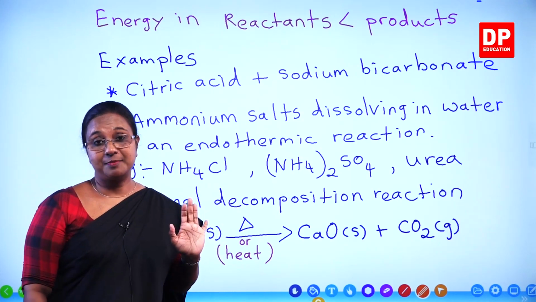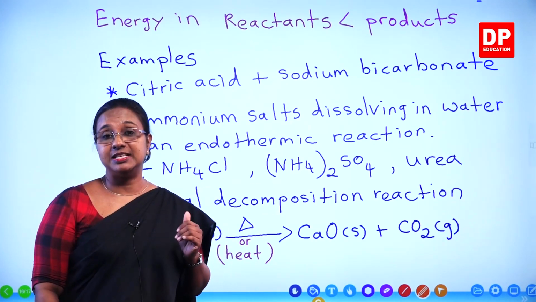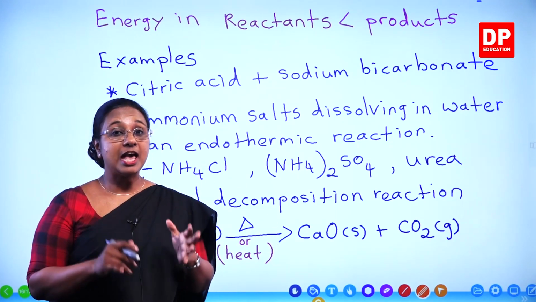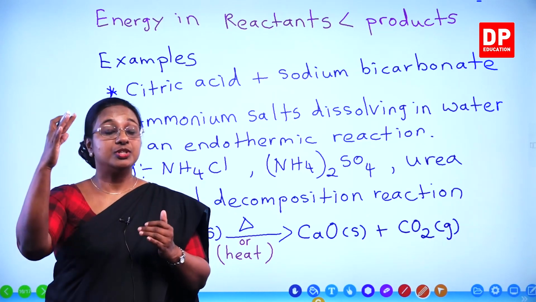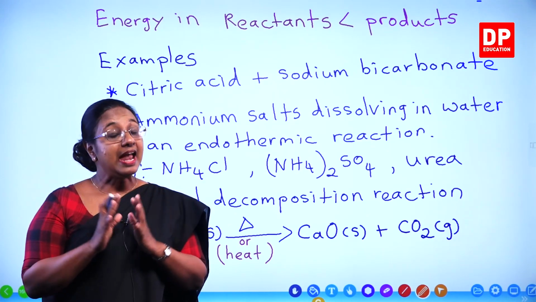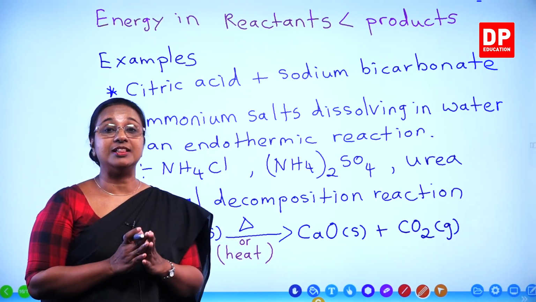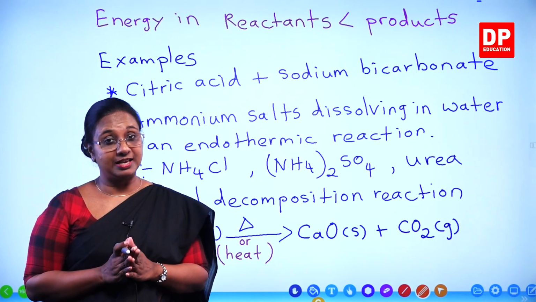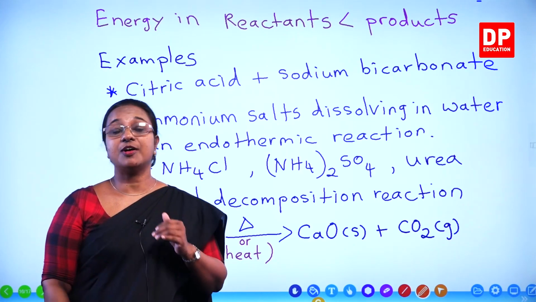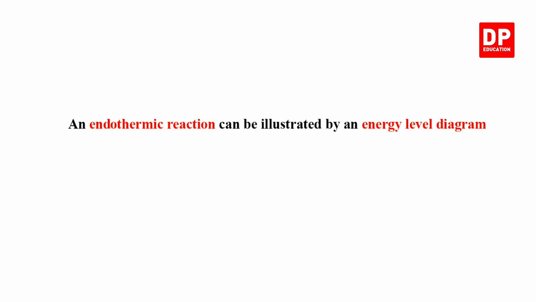So, those are examples. And that is the second type of reaction where reactants absorb heat energy and form the product. Therefore, the container as well as the solution become cooler. So, the temperature decreases. And as you already know, we can illustrate these reactions using the energy level diagram. And that is what I am going to do next. Use an energy level diagram for the endothermic reaction. So, an endothermic reaction can be illustrated by an energy level diagram.